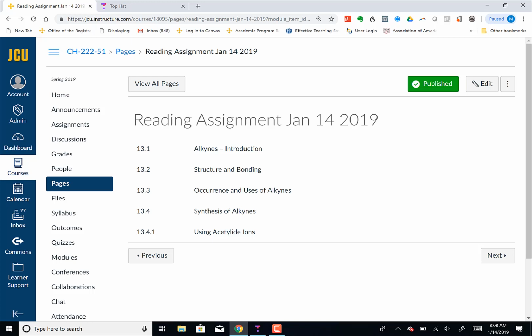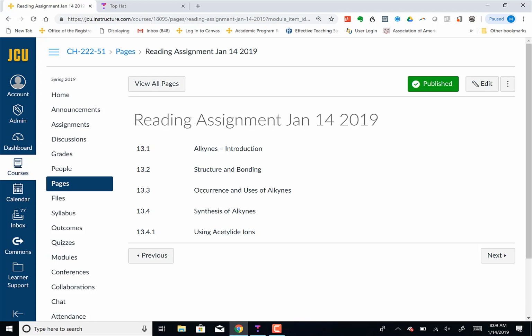That will then link you to Top Hat. It won't link you to it, but those are the Top Hat chapters and sections that we're going to go over that day. It's going to be up to you. I would prefer you take a look at that ahead of time, but there also may be a lecture video that goes with this. So you could do either one or both.